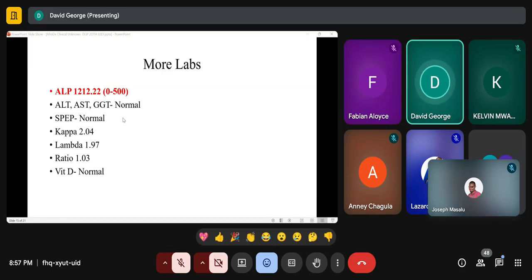So, Joseph, is there anything else that is very convincing for you that this increased bone turnover that we see is from Cushing? Do you have any other thoughts?